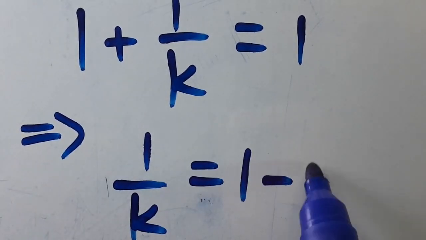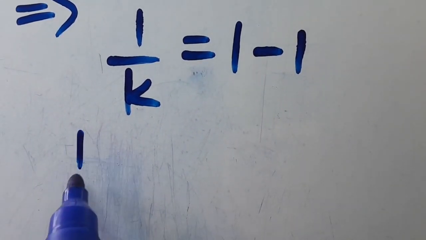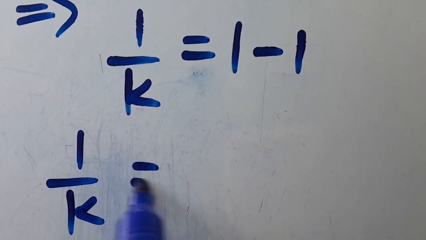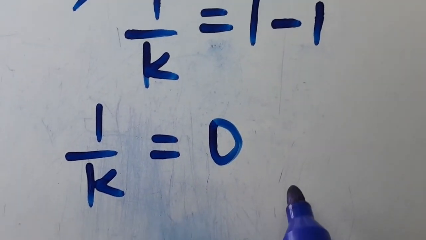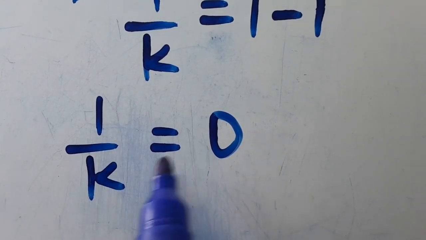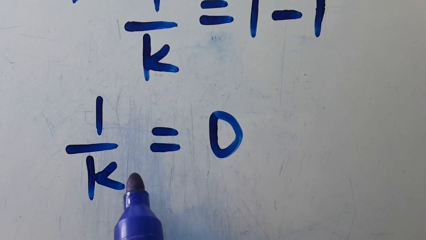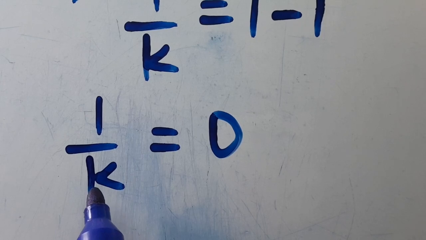This will change to minus 1. Then from here, we are going to have 1 divided by k equals 0. So if we cross multiply, we are not going to have a possible value of k.